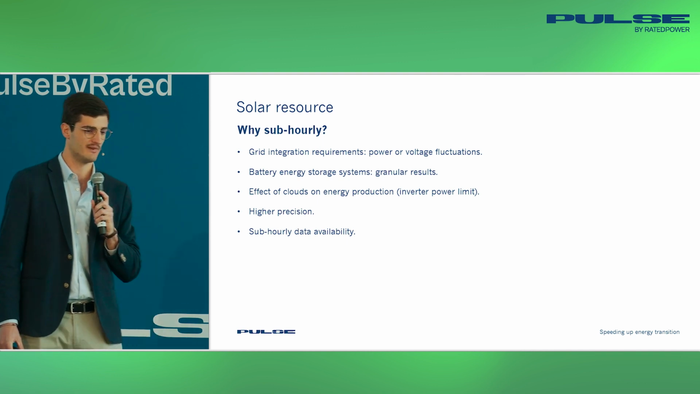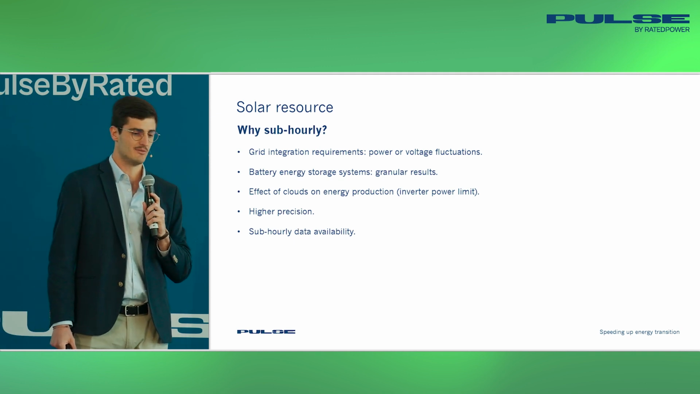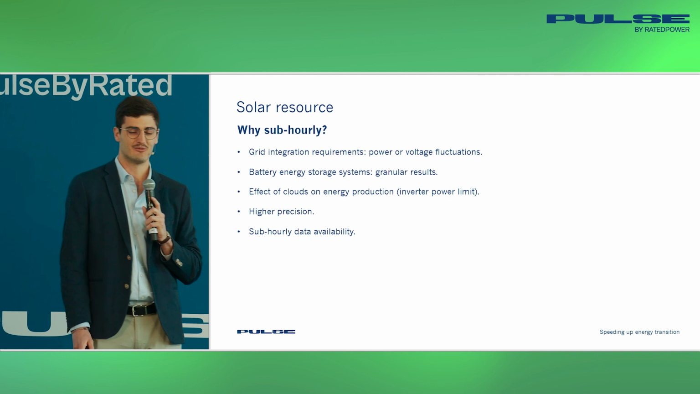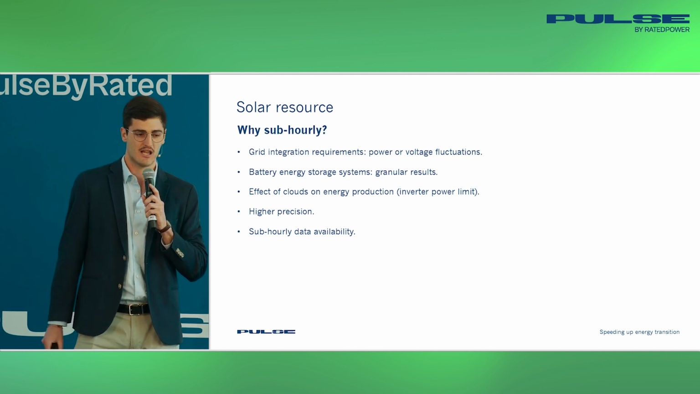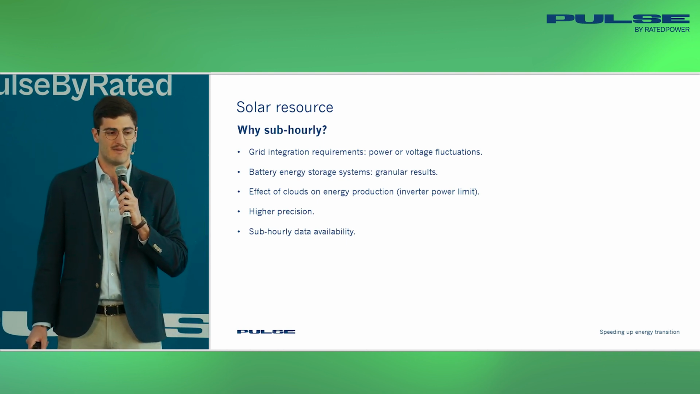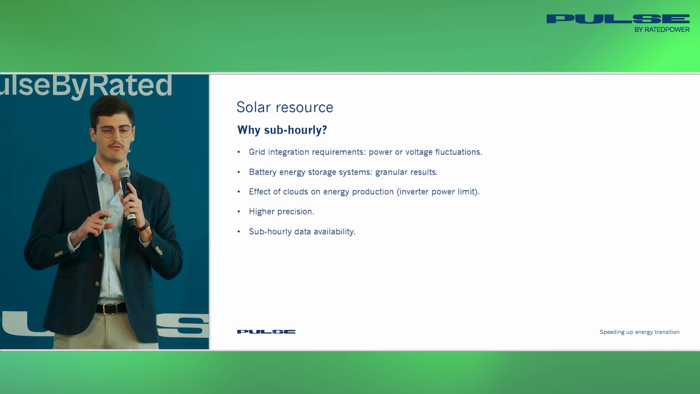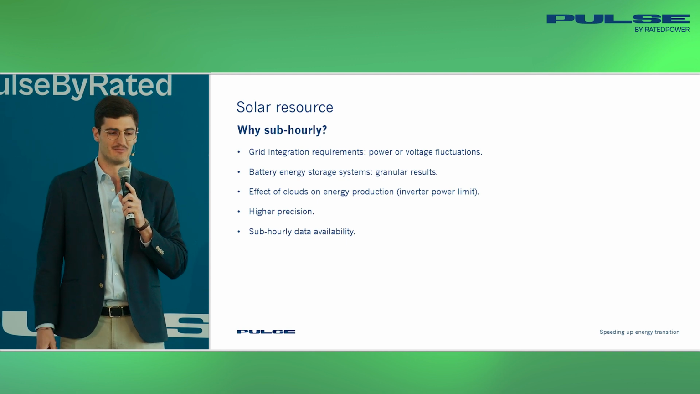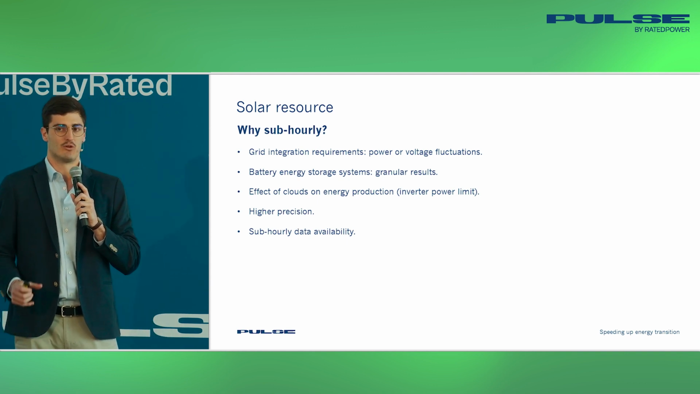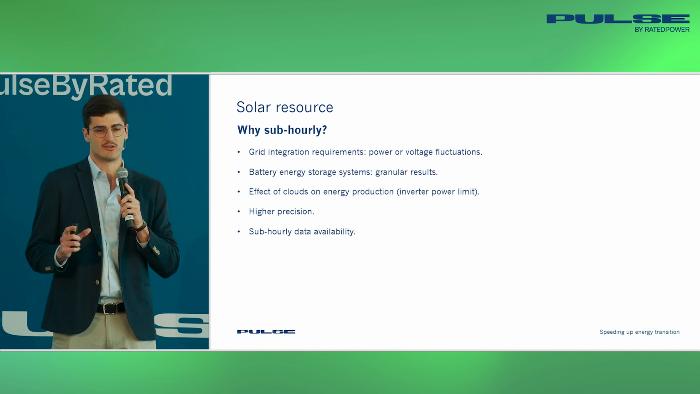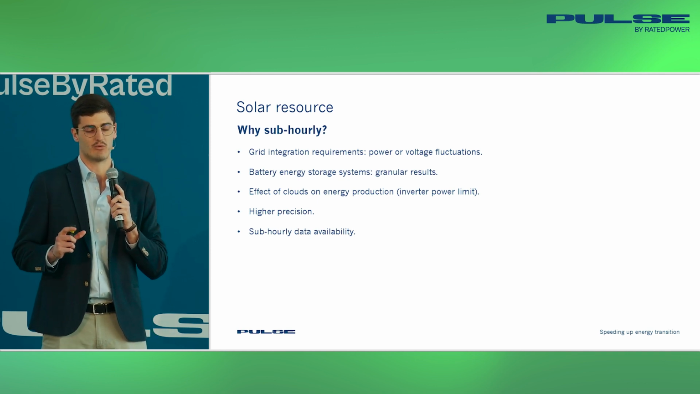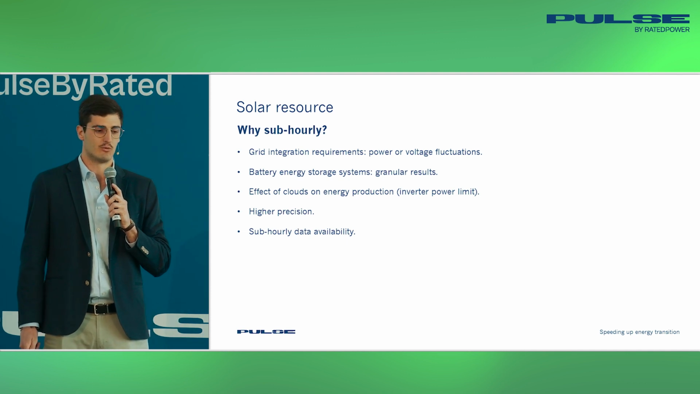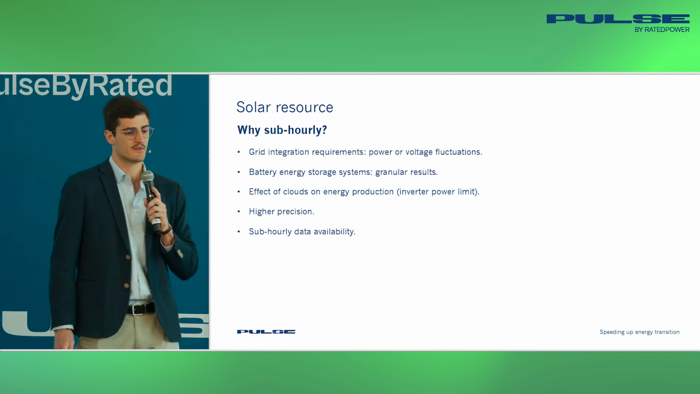Then another thing will be the effect of clouds on energy production. On this one, we will go a bit deeper later when evaluating the different losses. But when we have more clouds within 1 hour, we can get in and out of the inverter power limit. And so with hourly intervals, we are not considering these fluctuations that happen within 1 hour, and we may underestimate the clipping losses in the production.